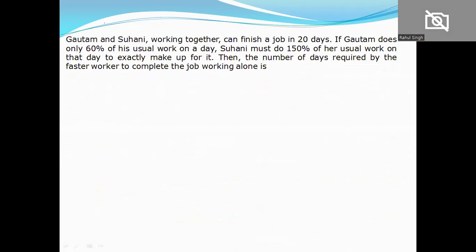Gautam and Suhani working together can finish a job in 20 days. If Gautam does only 60% of his usual work on a day, and Suhani must do 150% of her usual work on that day to exactly make up for it, then find the number of days required by the faster worker to complete the work alone. So Gautam and Suhani are doing a job in 20 days.